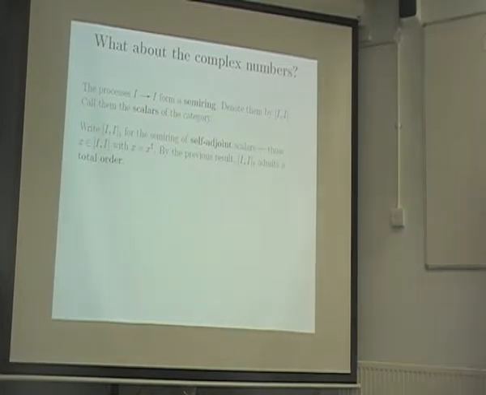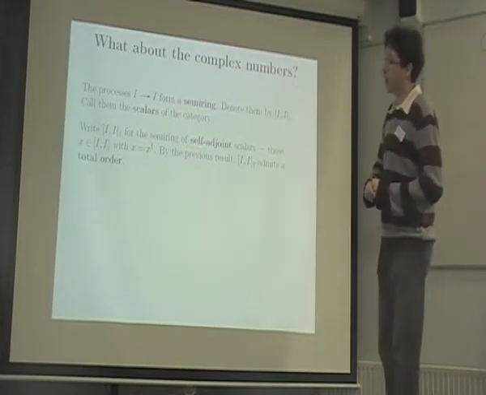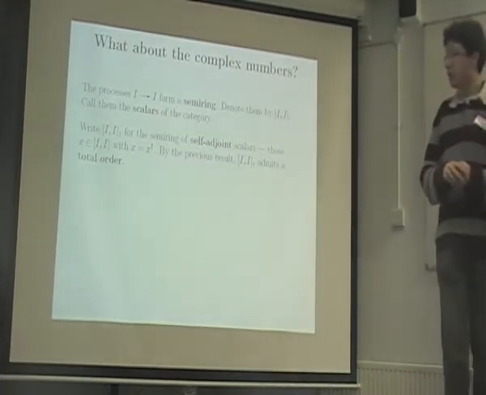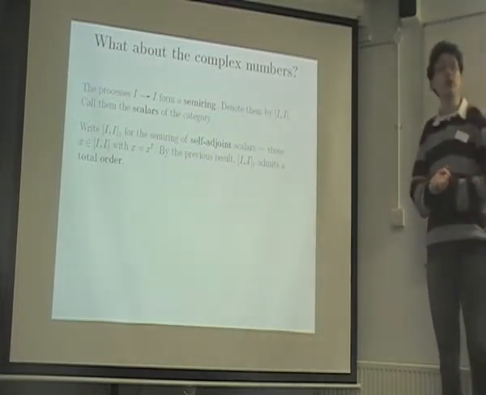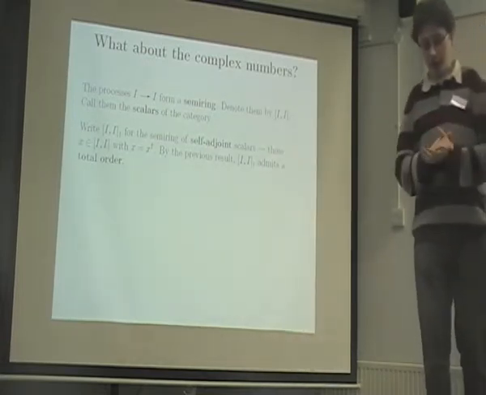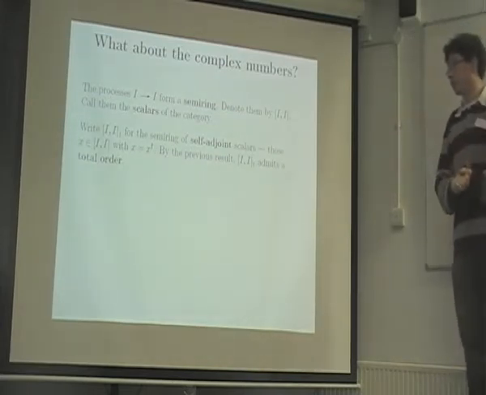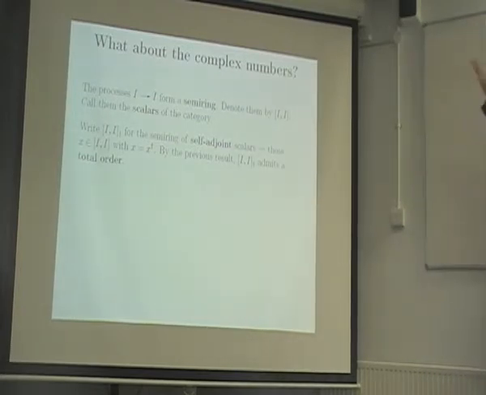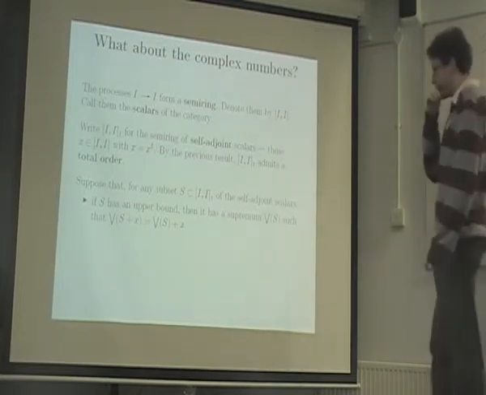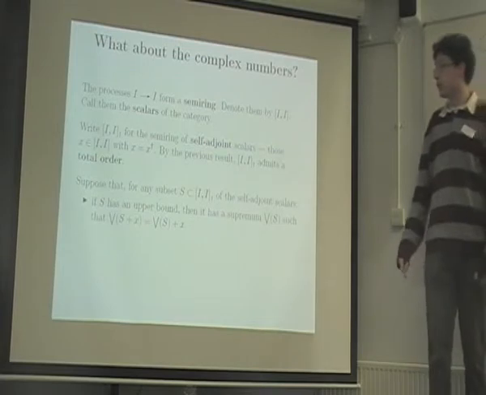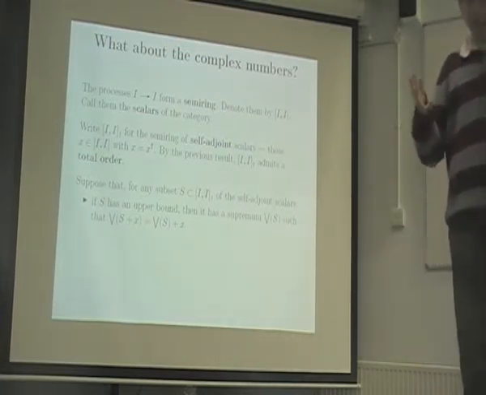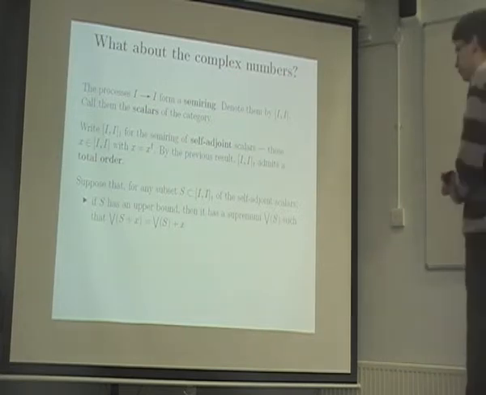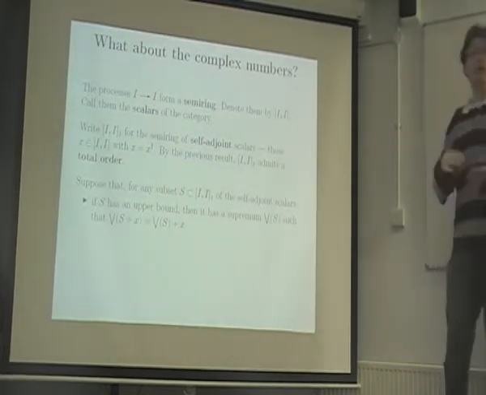So we're interested in these scalars that are self-adjoint, the scalars that equal their own dagger. And of course, we've already proved that they admit a total order, and these generalize the real numbers. We would like these to really be the real numbers in our category. So I'm going to write I I dagger for the sub-semi-ring of scalars which are in fact self-adjoint. Okay, and this is the property that I'm going to require. For any subset of these self-adjoint scalars, remember these self-adjoint scalars have a total order, we can ask: is this subset bounded in this total order?